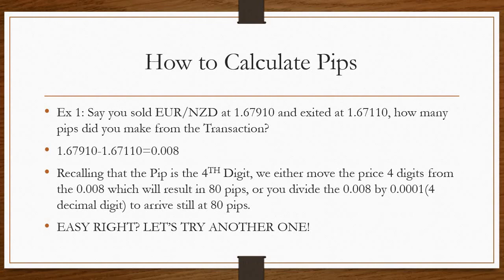That's 0.0001. Okay, so whatever you get, instead of you having to do the movement, just take 0.0001 and divide that, and that's what you're gonna get. All right, so we're going to try another one.